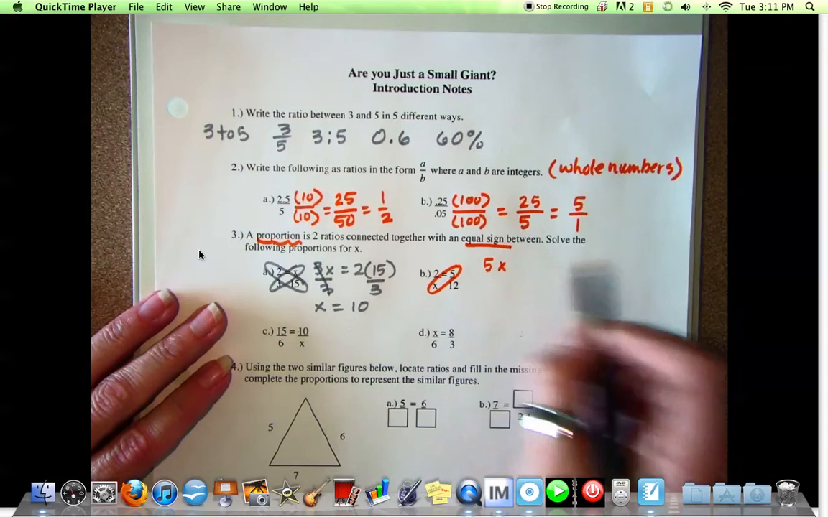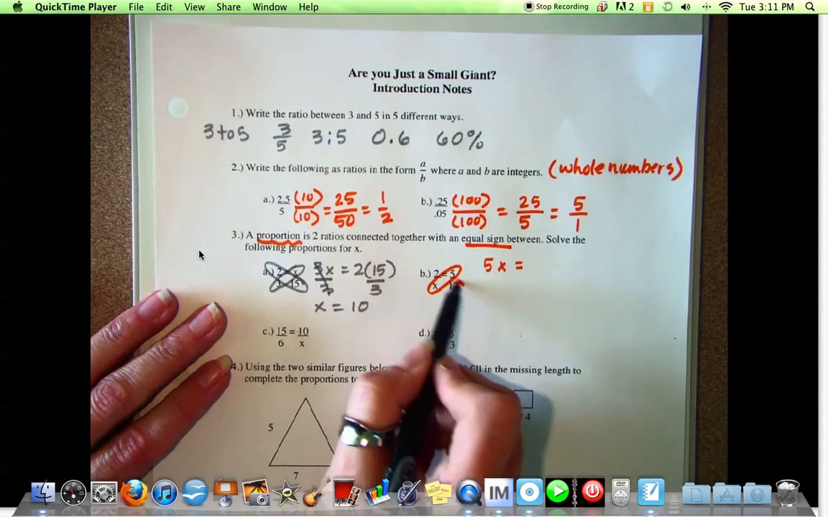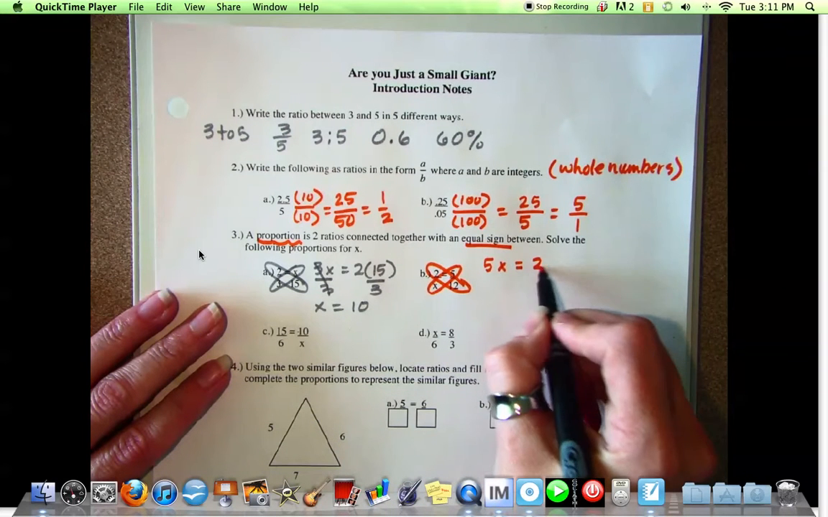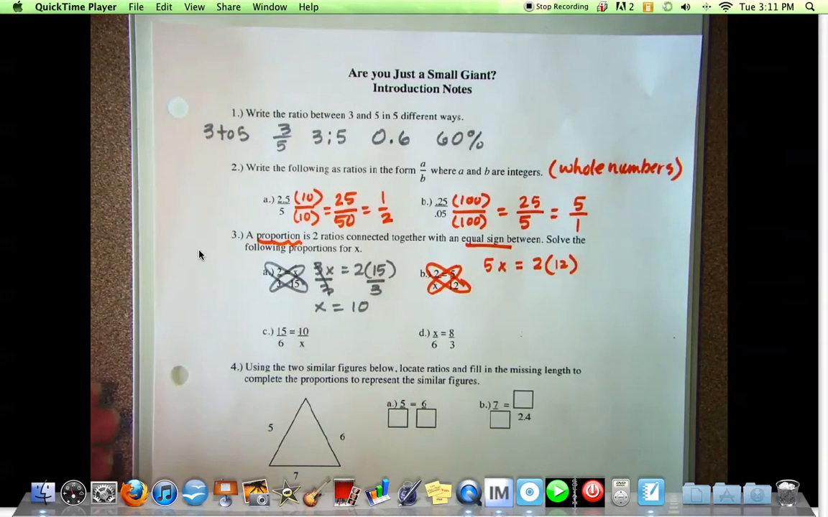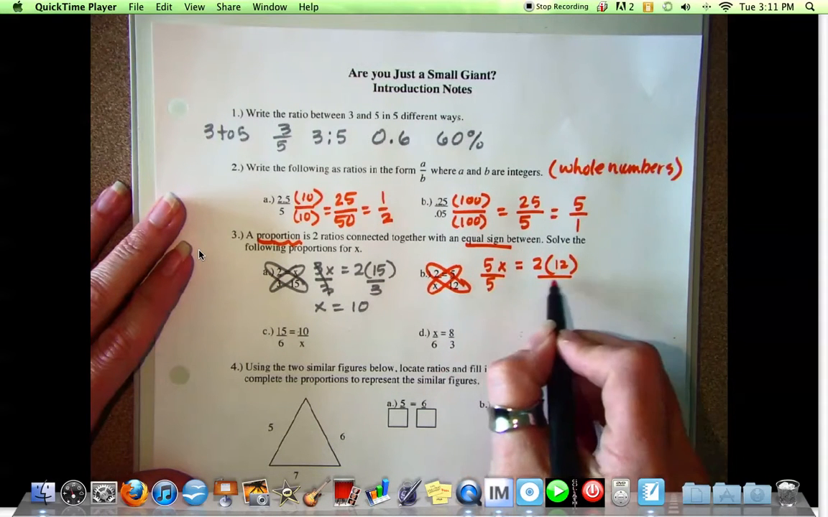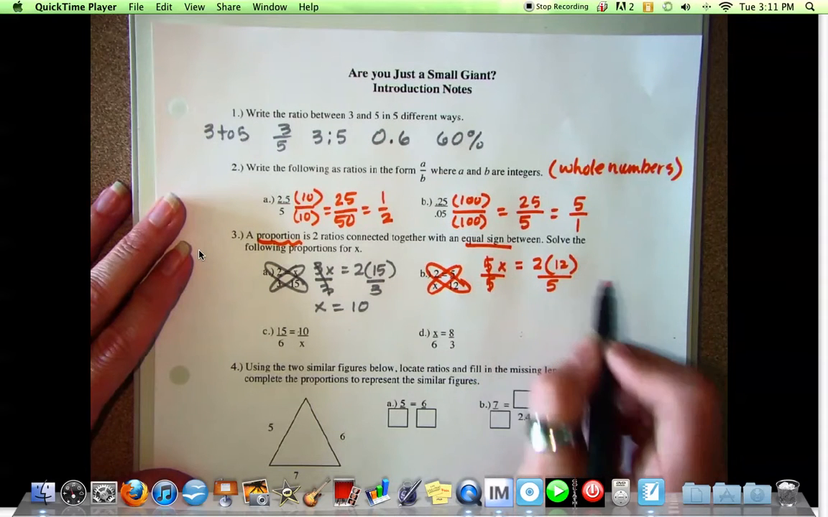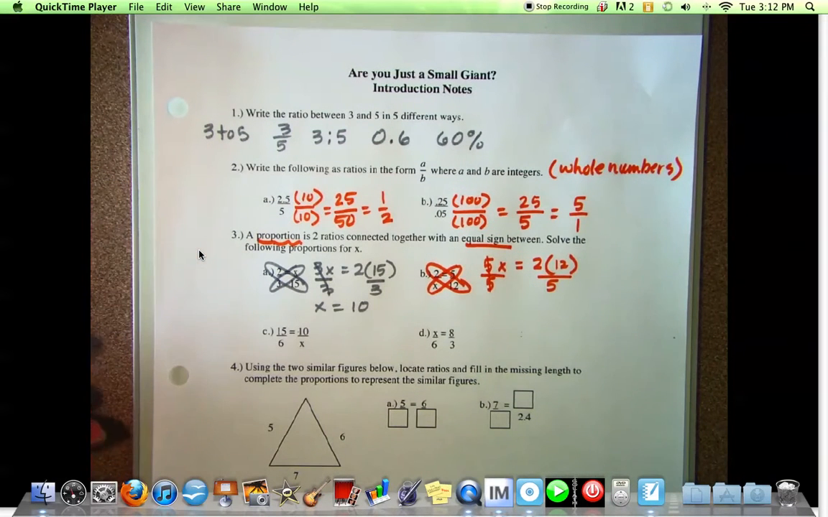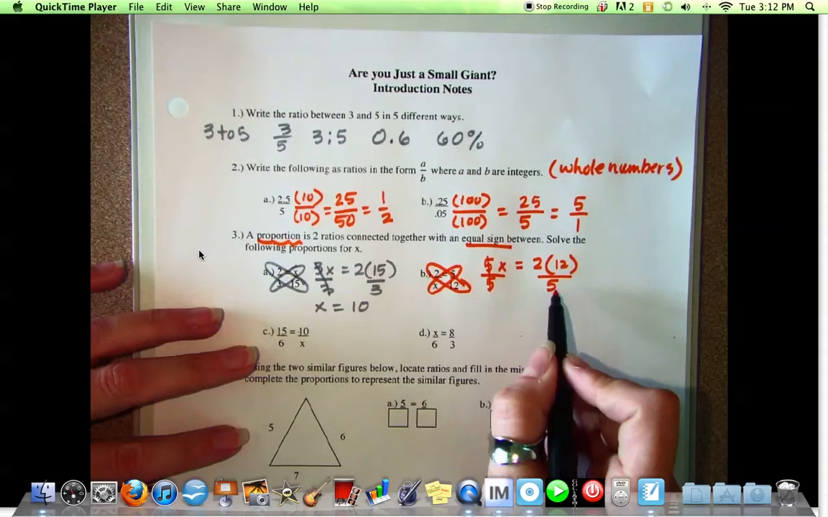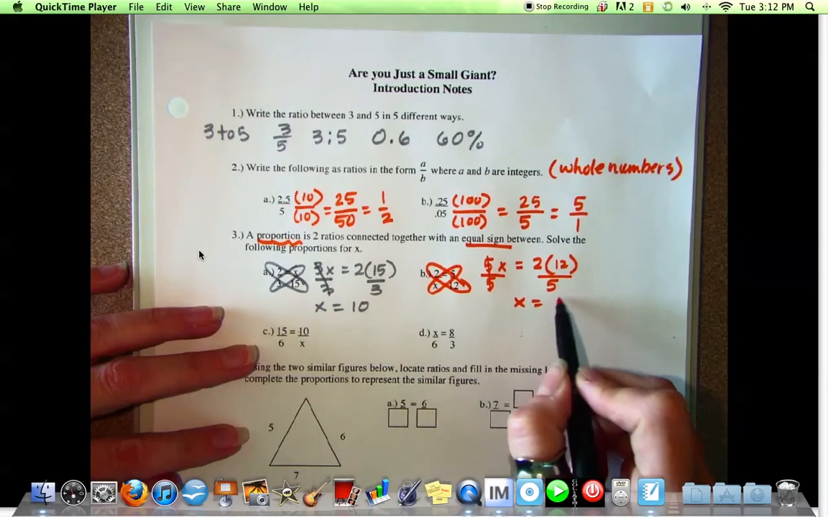5 times x. Write down your equal sign. Then you're going to cross multiply on the other diagonal. 2 times 12. The object is to get the x by itself. So you're going to divide both sides by 5. So x equals 2 times 12, which is 24, divided by 5. X equals 4.8.